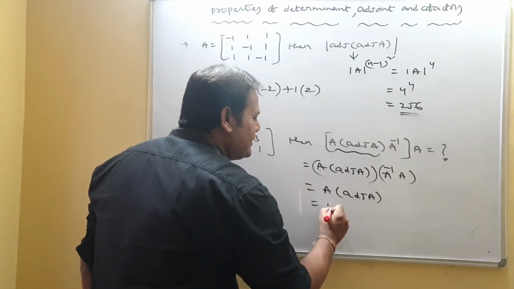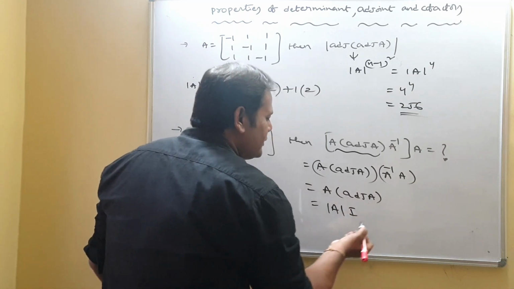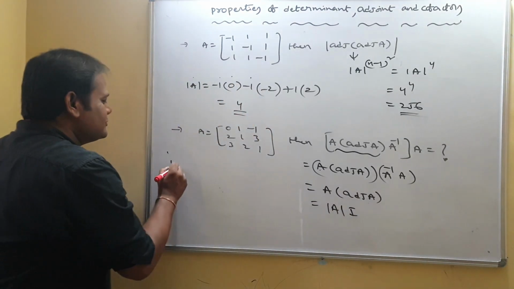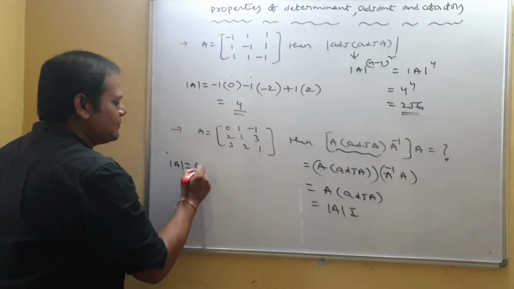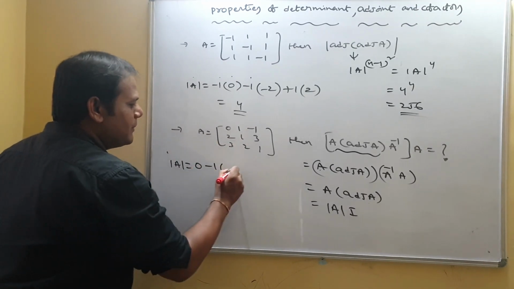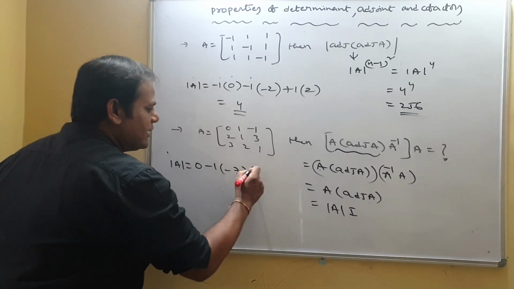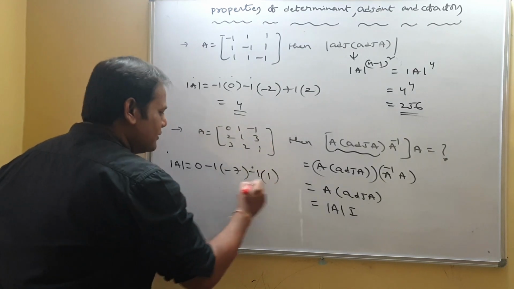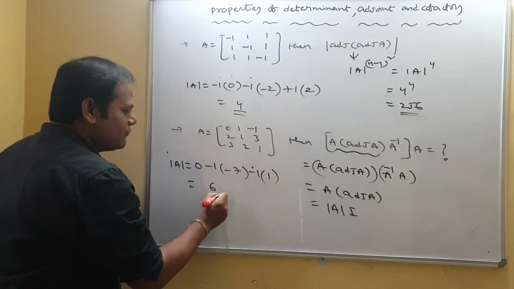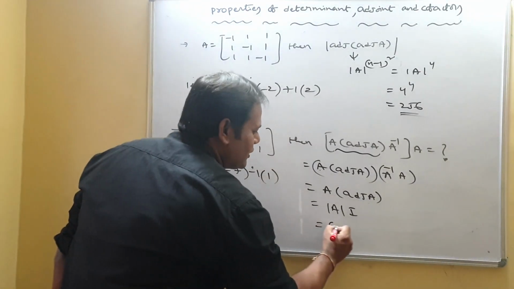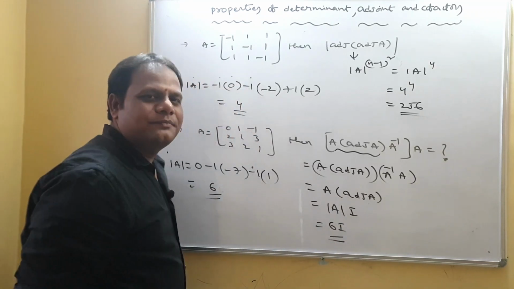What is A into adjoint A? Det A into I. Yes, you have to find det A. So find det A from this. 0 into something, 0, minus 1 into minus 7, minus 1 into 1. Is it? So it is 7 minus 1. What is it? It is 6. So the answer is what? 6I.